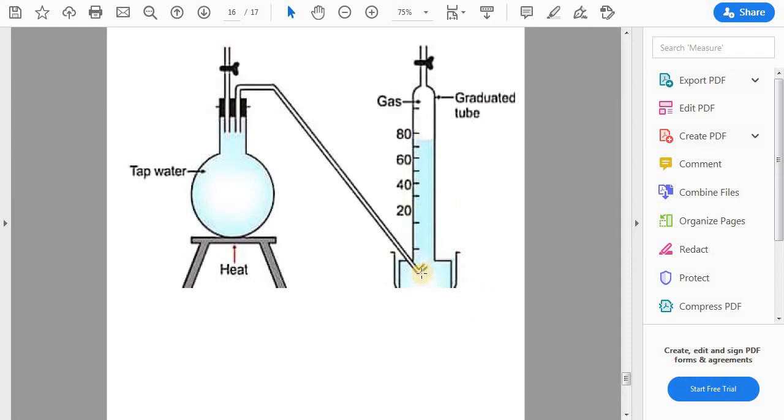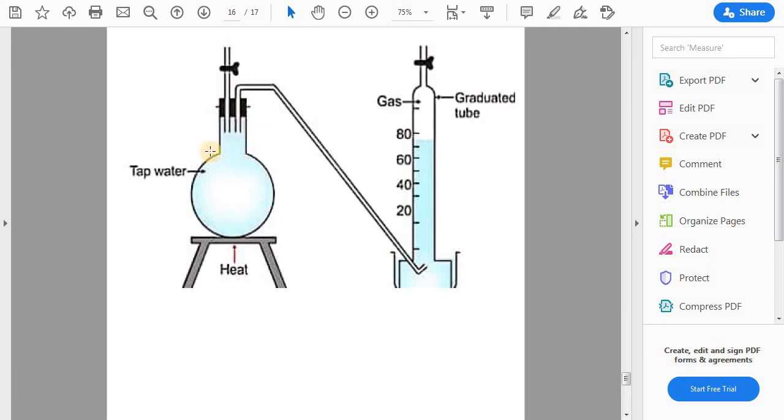So the graduated tube or burette is filled. What is a graduated tube? It contains a scale. Burette also contains a scale for measurement. The graduated tube or burette is filled completely with water and inverted over the end of the delivery tube. This is your delivery tube, taken in a trough of water. This is your trough of water. Heat the water in the flask. What do you observe?